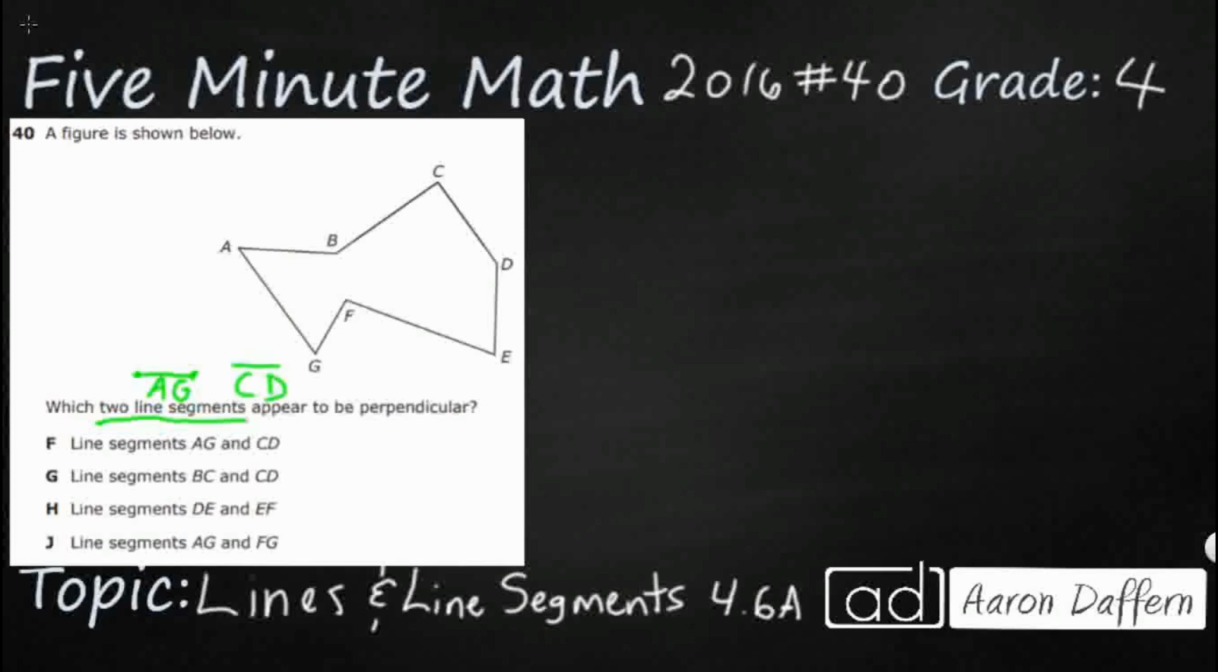And really what we're looking for is, this is our keyword we've got to understand. So AG and CD, that'd be option F. We've got G, H, and J looking at different line segments, but we've got to figure out perpendicular. So when we are looking at lines and line segments, there are three terms that we need to keep in mind: parallel, perpendicular, which is what we're doing in this particular video, and then intersecting. These are the three types of interactions we can see with lines.